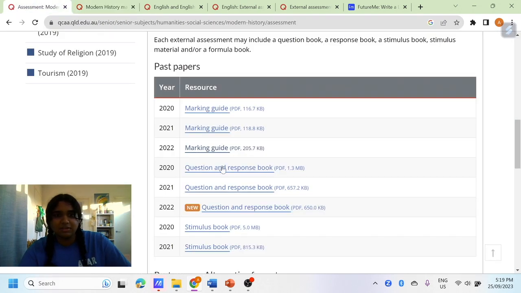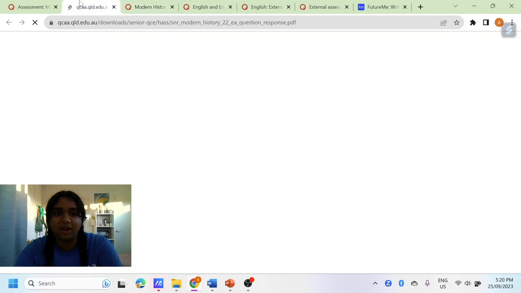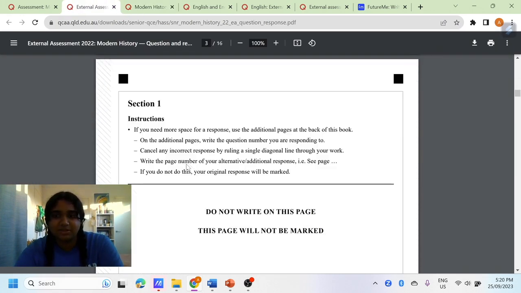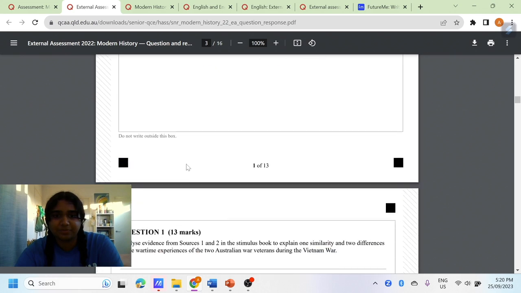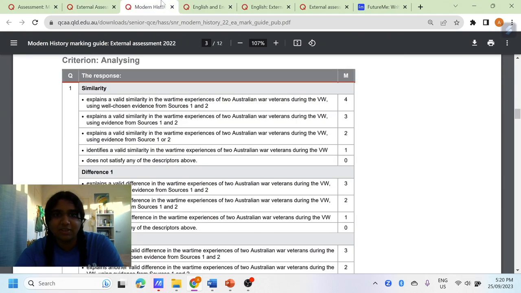This time around, it looks like in modern history, you are asked to write a response in terms of parts of the question. Let's just compare them, shall we? Explain one similarity and 2 differences. Analyze evidence from source 1 and 2. You've got two things to do in the question.